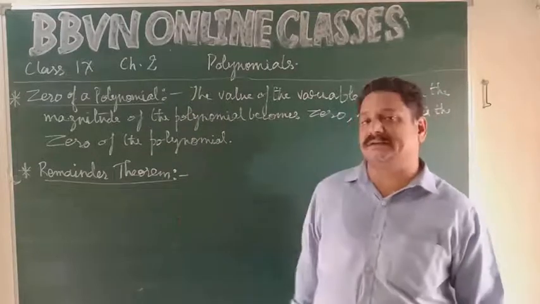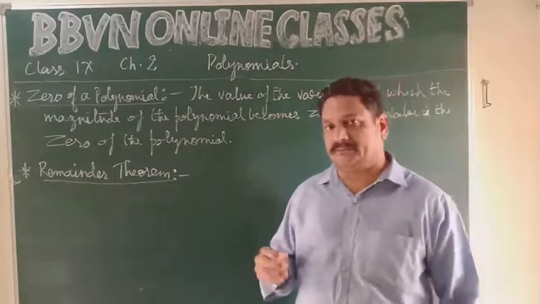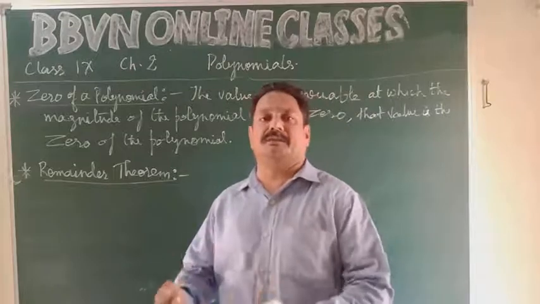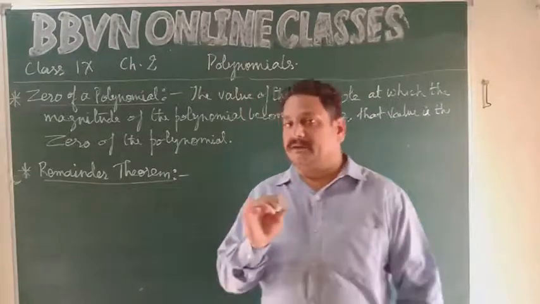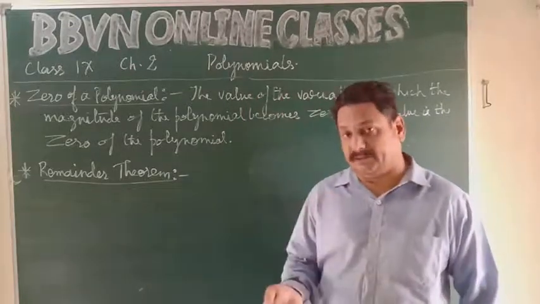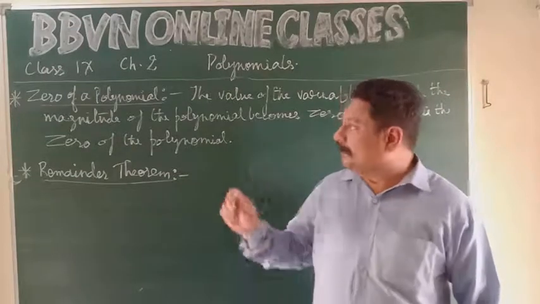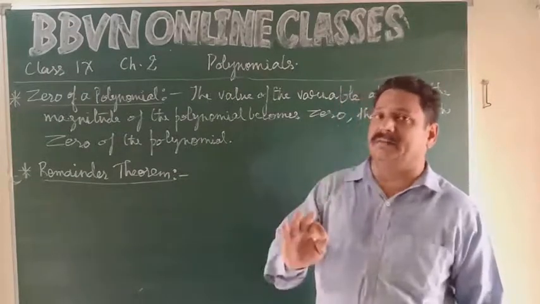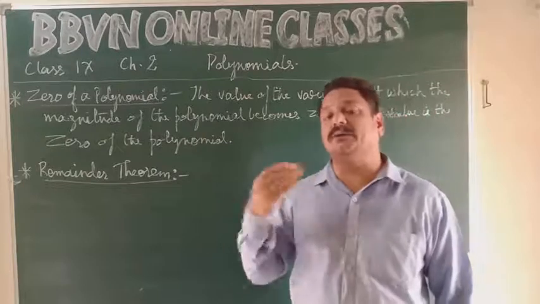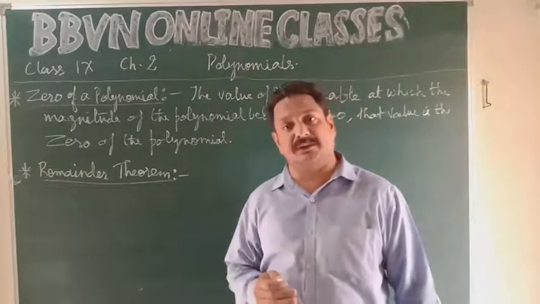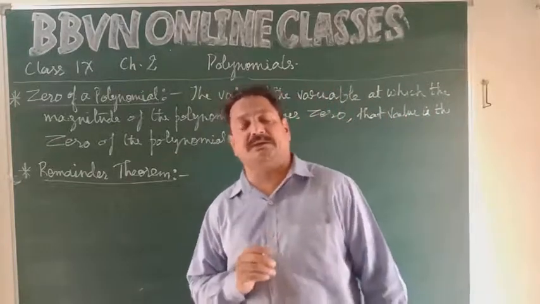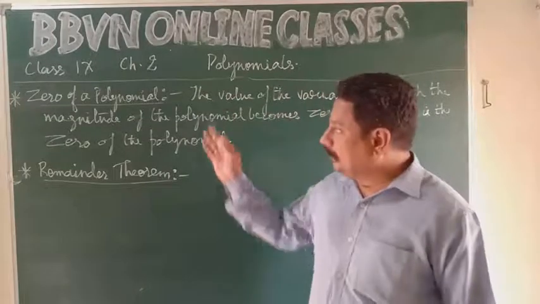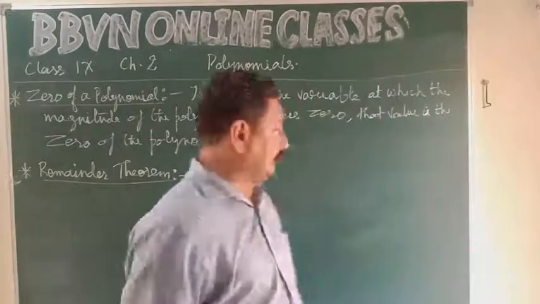As the definition says, in any polynomial, say we represent polynomial by p of x, q of x, whatever it is, the variable can be x or y or any other thing, right? So the value of the variable at which the magnitude of a polynomial becomes 0, that value of the variable is called the zero of the polynomial. To understand it better, let us consider an example.